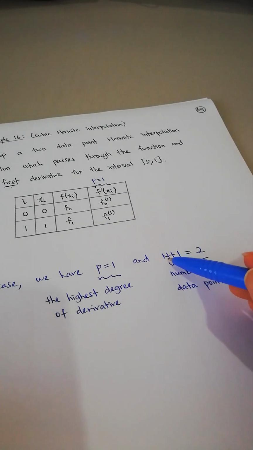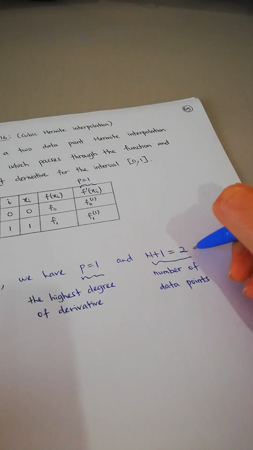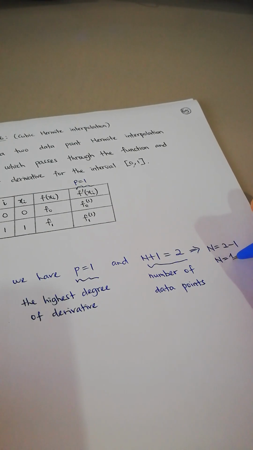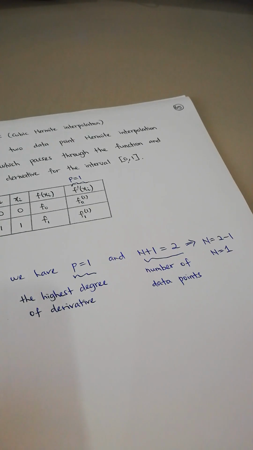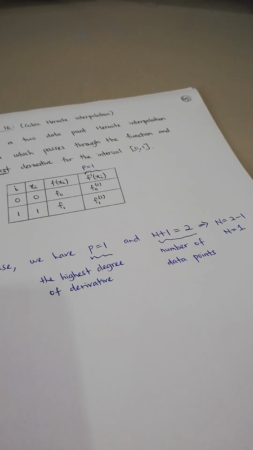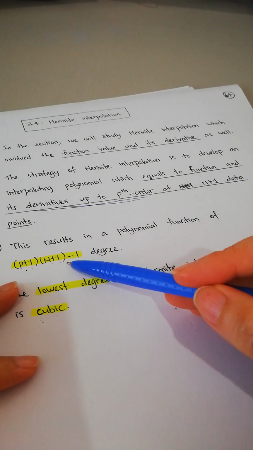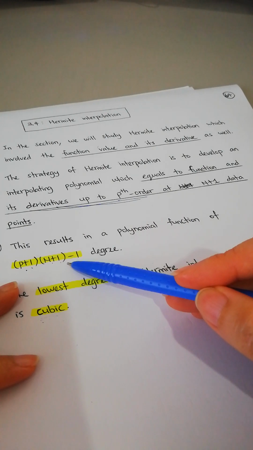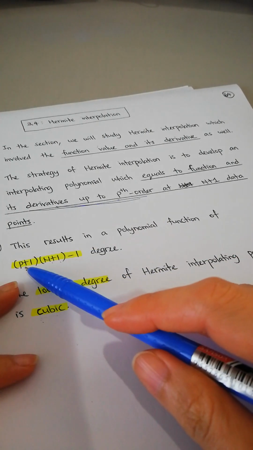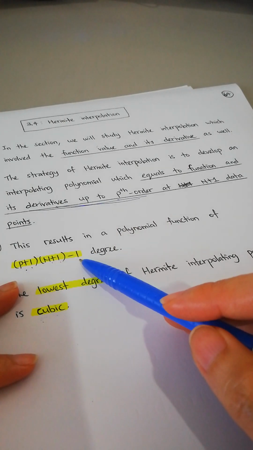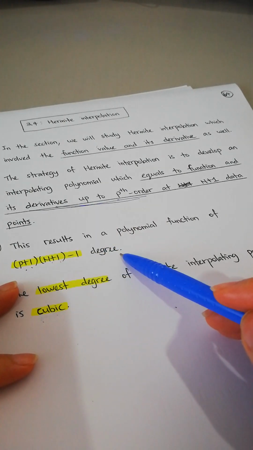Now, if you know that n plus 1 is equal to 2, then you also know that your n is equal to 2 minus 1, so your n is equal to 1. Okay, next you want to know the degree of the polynomial function. We want to know the value of (p plus 1) times (n plus 1) minus 1. That would be the degree.